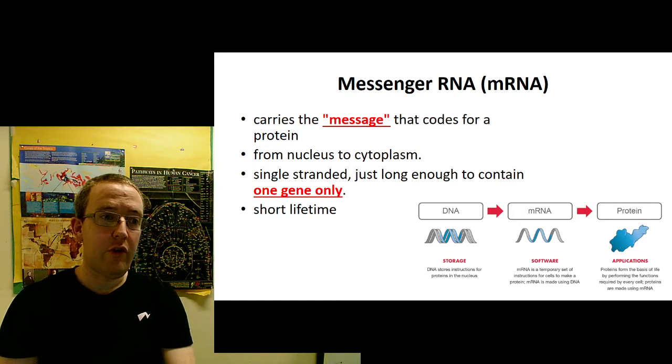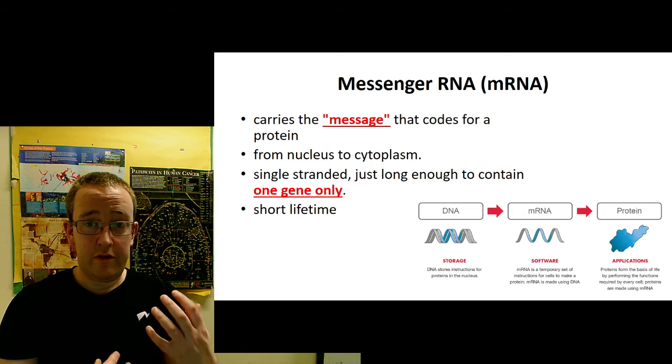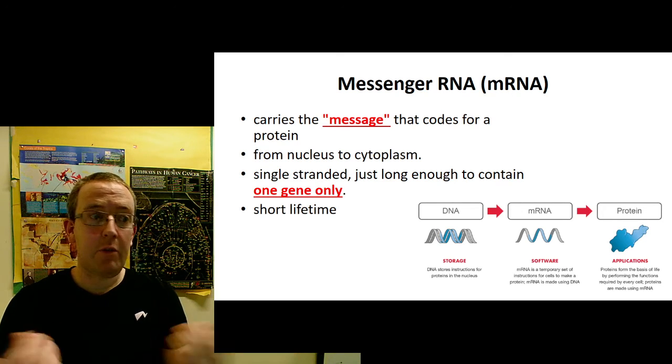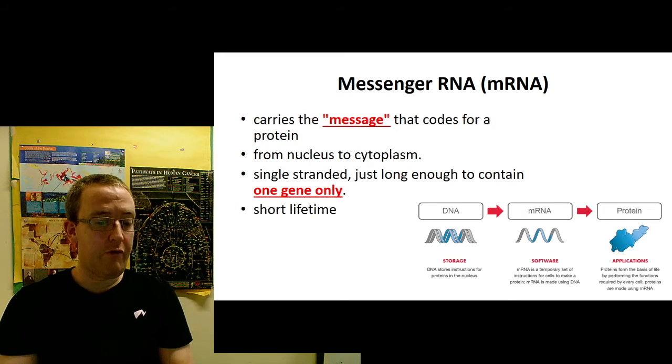They of course only have a short lifetime because cells need to change what they want to do, right? Because if they were making adrenaline, for example, they want to do that for a short amount of time, not for loads and loads of time.